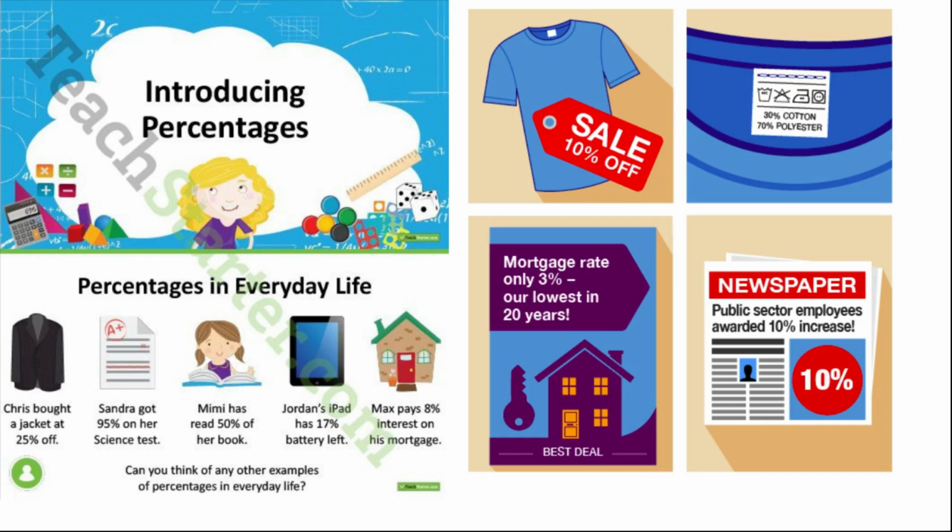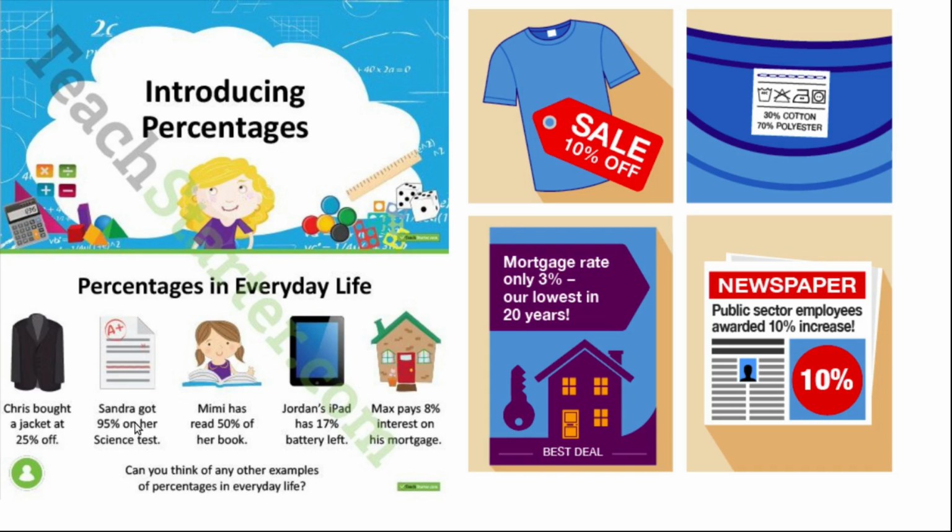Here you can see where percentage is used in everyday life. First, Chris bought a jacket at 25% off. So what is this 25% off? This jacket might cost 5,000 rupees, so he got 25% off on this 5,000 rupees. If it cost 2,000 rupees, then we have 25% off on 2,000 rupees.